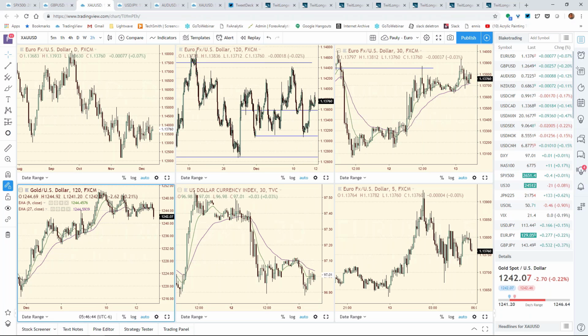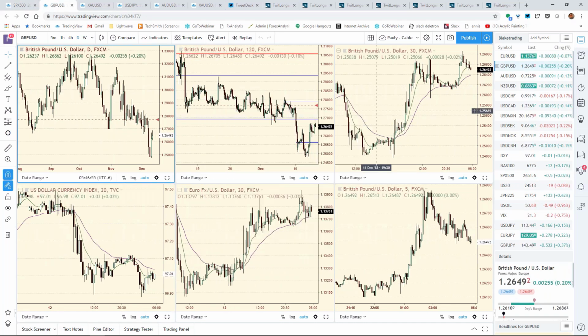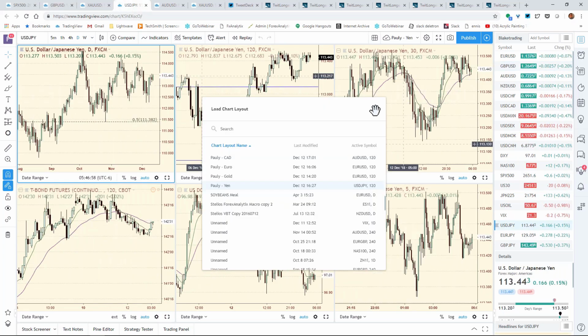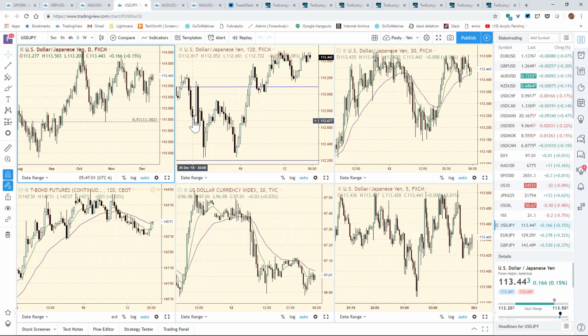So we'll take a look, and as I said, I've got a little bit different setup. I'll just go through the pages. Here's the cable, obviously the dollar yen here. We'll work on each of these, but I think it's going to be easier for me to cover some of these European markets using TradingView.